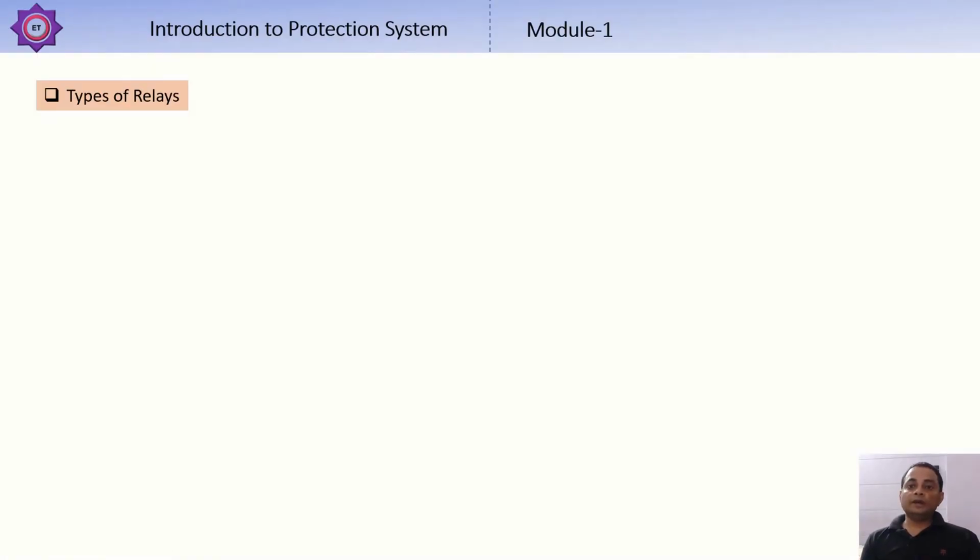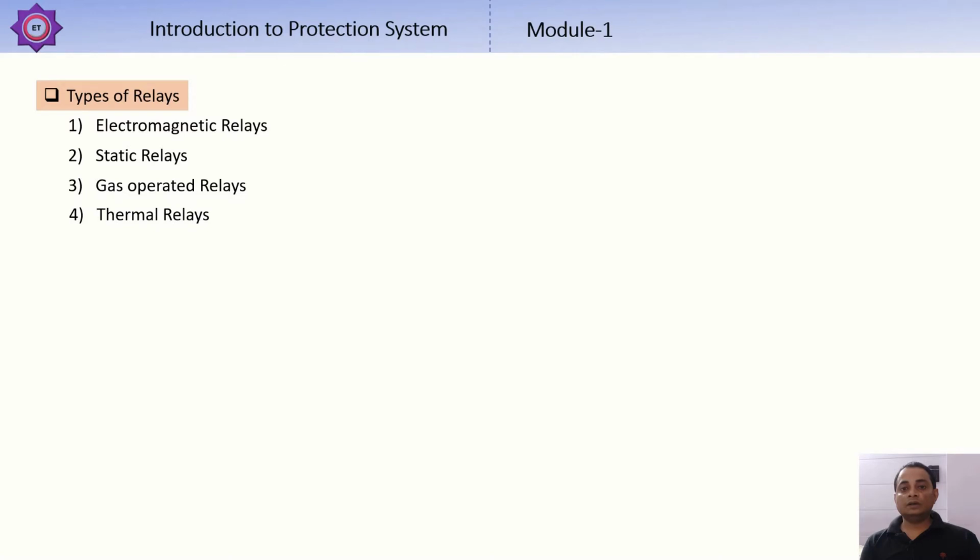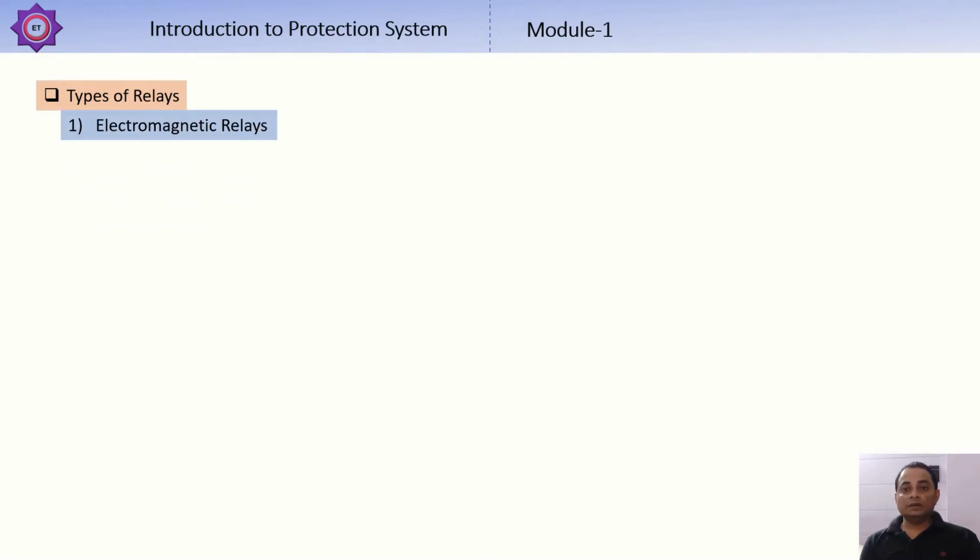Today we are going to learn about the types of relay in brief. We can divide relay into 4 categories. First one is electromagnetic relay. Second one is static relay. Third one is gas operated relay. And fourth one is thermal relay. Let us start with electromagnetic relay.